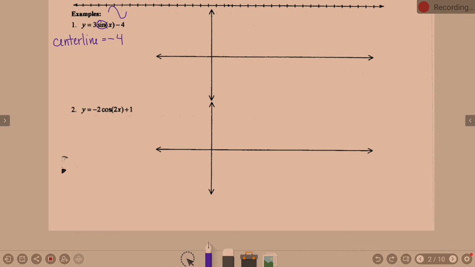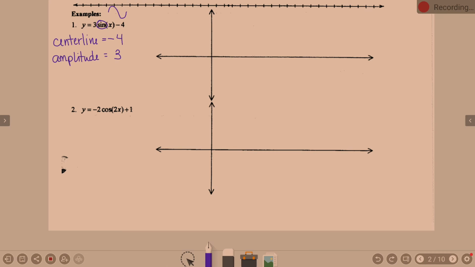Okay? Let's talk about our amplitude. Amplitude is represented by the A value, correct? Sorry, I forget what the letters are sometimes. I just know where they're at. What's my A value? What's my amplitude here? 3. Okay, so an amplitude of 3 basically is a stretch. Instead of my graph going 1 up from the center and 1 down from the center, we're going to stretch that. And we're going to go 3 up from the center and 3 down from the center.